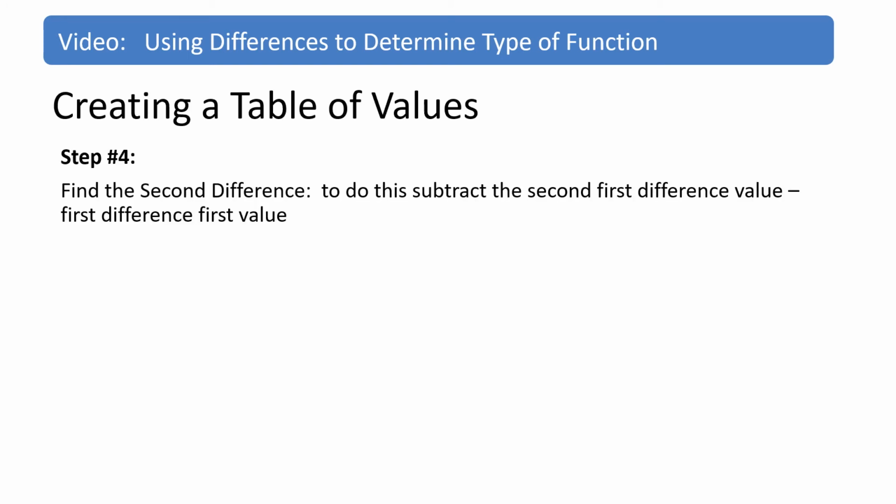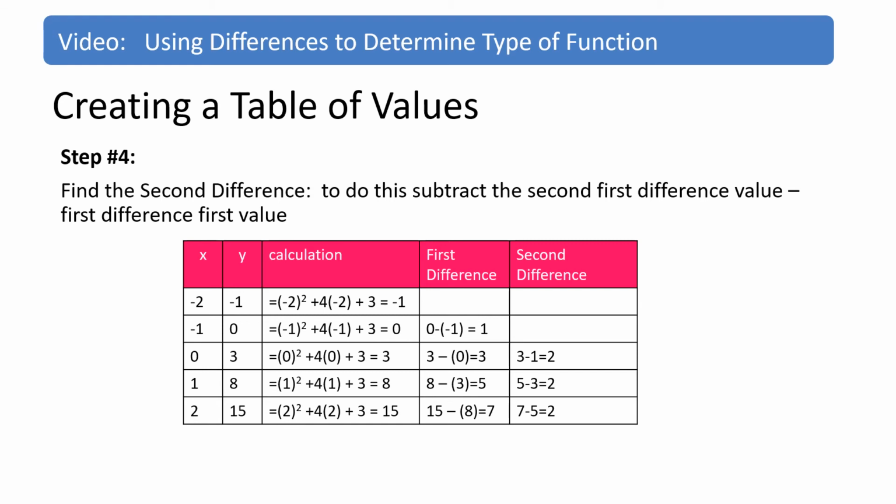Step 4, find the second difference. To do this, subtract the second first difference value minus the first difference first value. That means that you'll go over to the column labeled second difference and you will take 3 minus 1 and get 2. Then you'll move down, take 5 minus 3 is 2. Move down and get 7 minus 5 is 2.